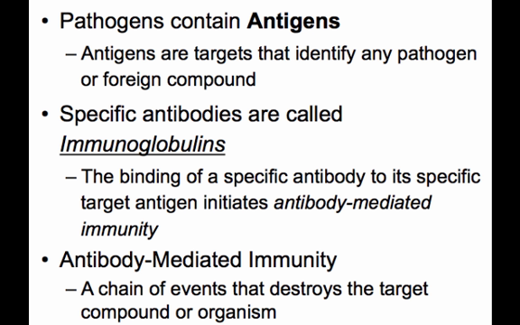Pathogens and foreign compounds have targets on them called antigens that identify them as foreign. Specific antibodies, also called immunoglobulins, bind to specific target antigens to initiate antibody-mediated immunity. Antibody-mediated immunity is a chain of events that destroys the target compound or organism.